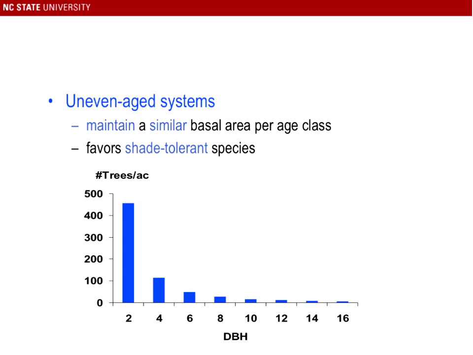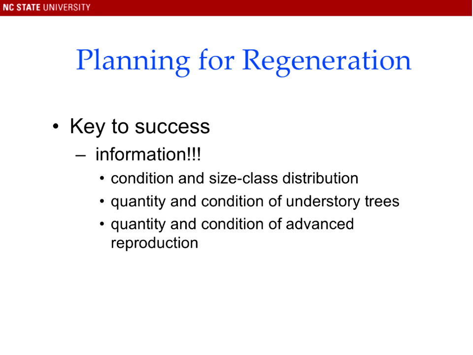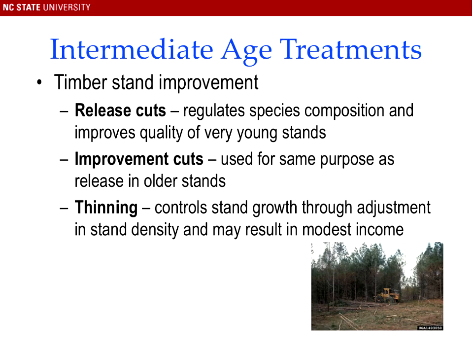And you see this diameter distribution of an uneven age stand. The smaller the trees, the more trees per acre you have to maintain a similar basal area across the diameter classes. And in the even age systems, you tend to favor shade intolerant species. In planning for regeneration, always remember, key to success is information. Information on the condition and size class distribution, quantity and condition of understory trees, quantity and condition of advanced reproduction.